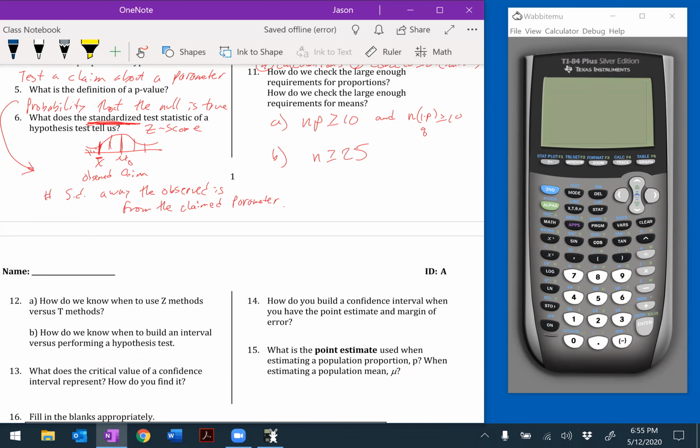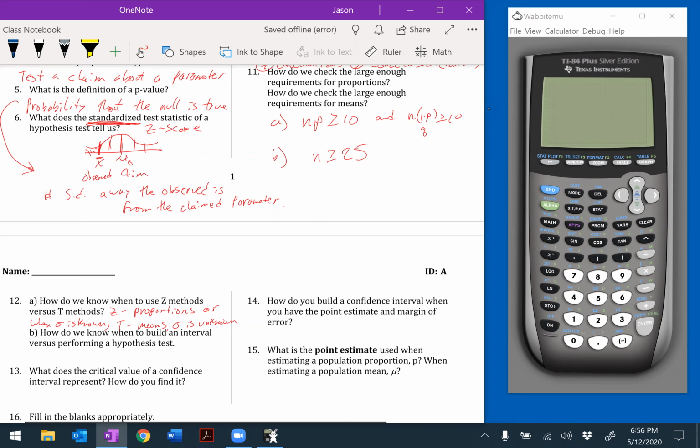Okay, how do we know when to use the Z method versus T method? Z is for proportions, or when sigma is known. T is otherwise, is for means, and sigma is unknown. So T is means and sigma is unknown.